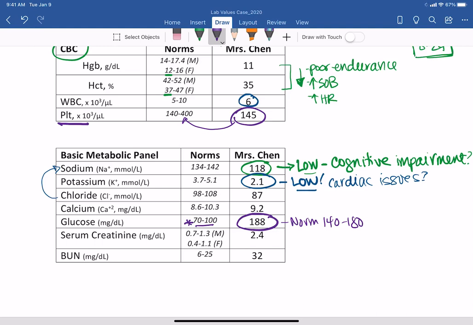All right, let's look at her kidney tests. Both serum creatinine and BUN are elevated.